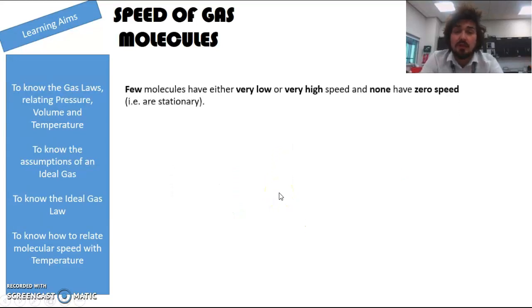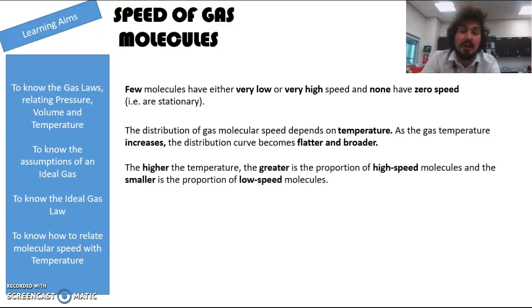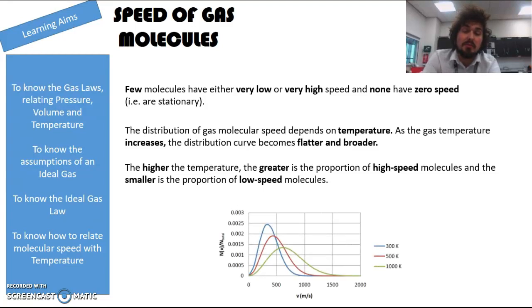So we say that few molecules have either very low or very high speeds, and none have zero speed. The distribution of gas molecular speed depends on temperature, and as the gas temperature increases, it becomes flatter and broader, as we just said. The higher the temperature, the greater the proportion of high-speed molecules, and the smaller the proportion of low-speed molecules. Right, fantastic.